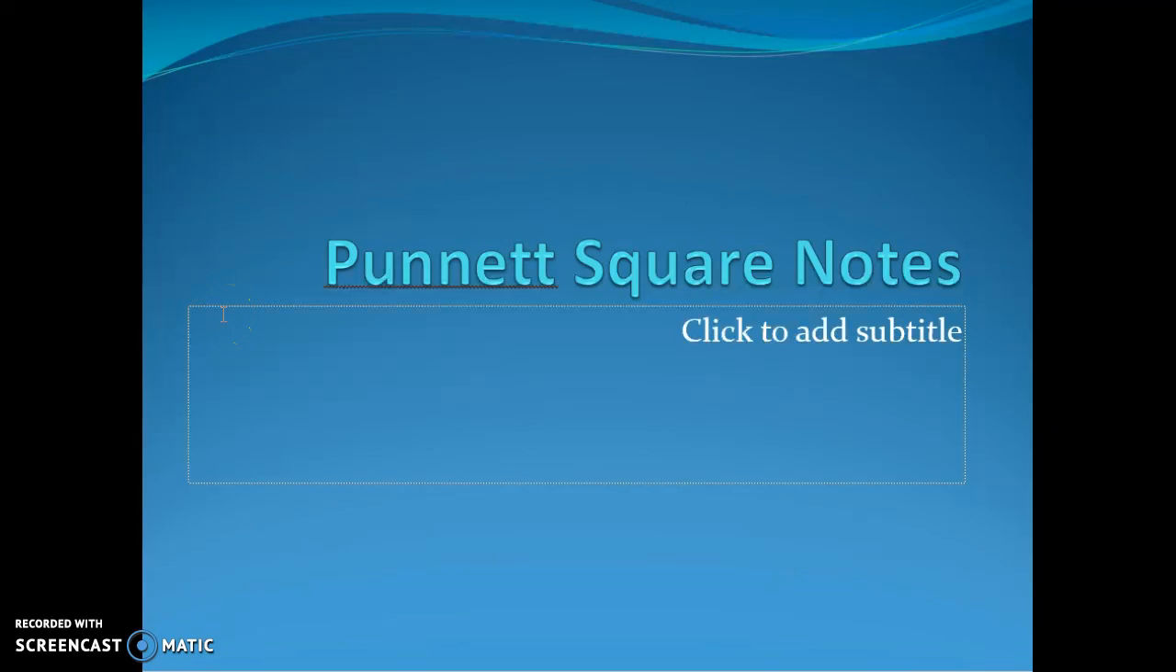All right, today we are going to be talking about Punnett squares and learning how to complete a Punnett square. A Punnett square is a diagram that's used to predict the outcomes for offspring when we cross two different organisms. Before we start talking about Punnett squares, we need to keep in mind some of the vocabulary that we've been talking about in the genetics unit.